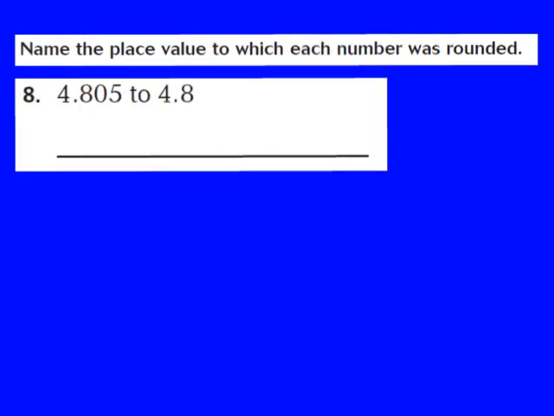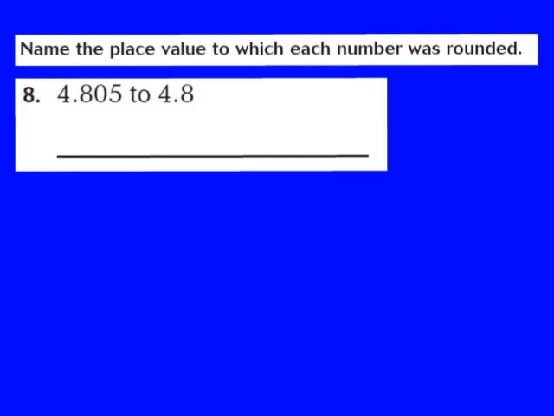Now, let's take a look at question number 8. The directions say to name the place value to which each number was rounded. Now, for question number 8, the first decimal number given is 4 and 805 thousandths. And what they've done is they've rounded that to 4 and 8 tenths. Now, if I'm reading this decimal number correctly as 4 and 8 tenths, what I think to myself is, if that 8 is in the tenths place, that means they've rounded to the nearest tenth.